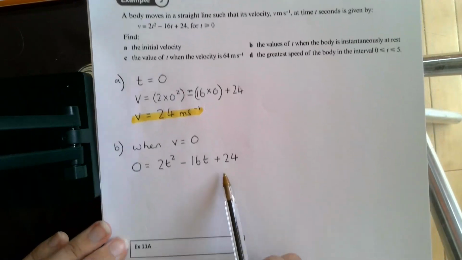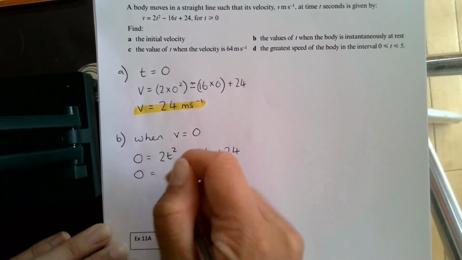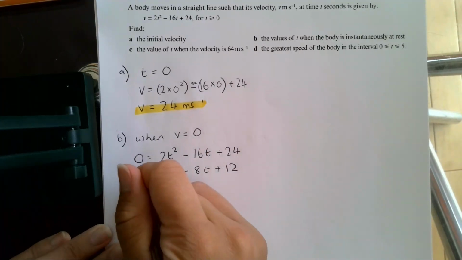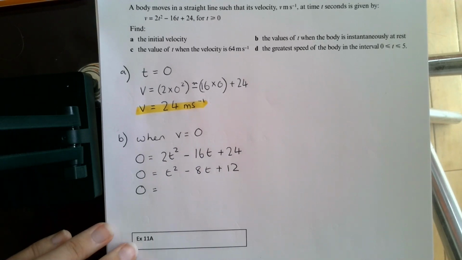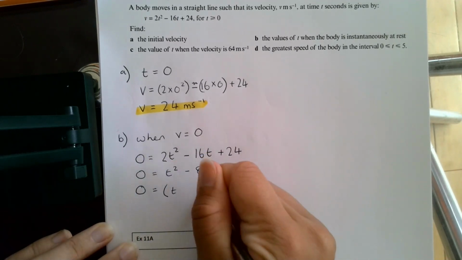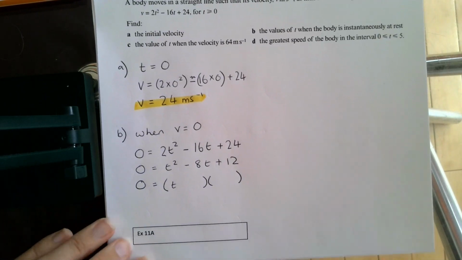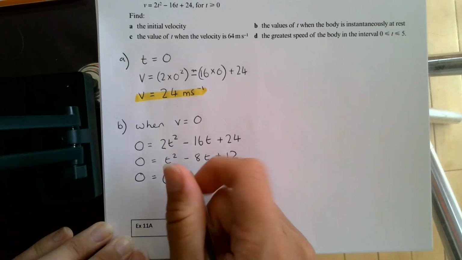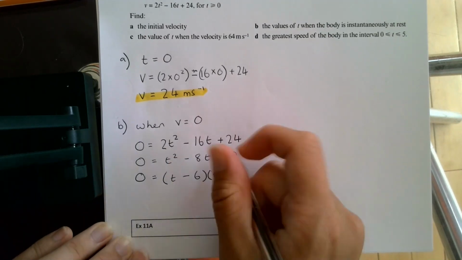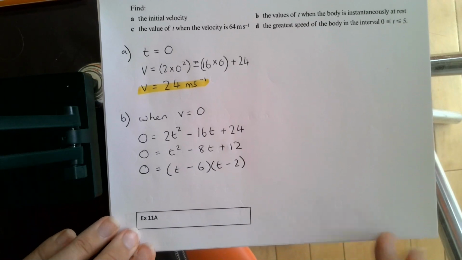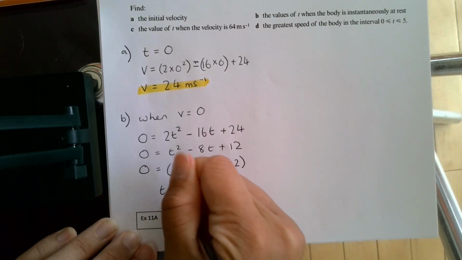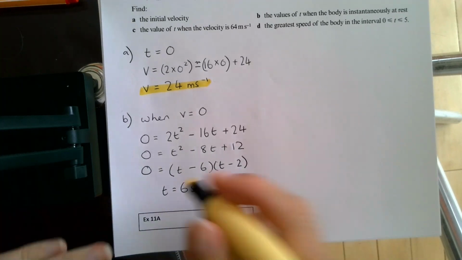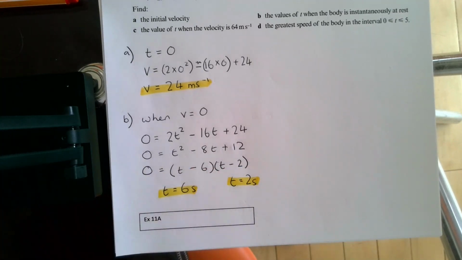Now, you could obviously do this straight on your calculator. I'm going to start off by dividing by 2. 0 is t squared minus 8t plus 12. And then, let's see, I can factorise this. Obviously, I would probably check this on my calculator in an exam just to make sure I've definitely done it right. So I'm looking for multiplying to make positive 12, so I'm adding to make minus 8, so minus 6 and minus 2. And so at t equals 6 seconds, and at t equals 2 seconds, my velocity will be equal to 0. So those are my two solutions, 2 and 6.